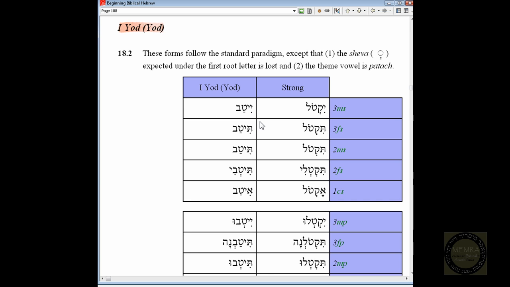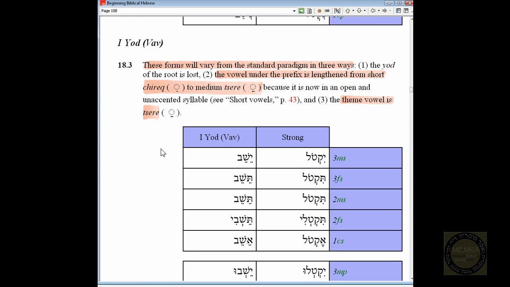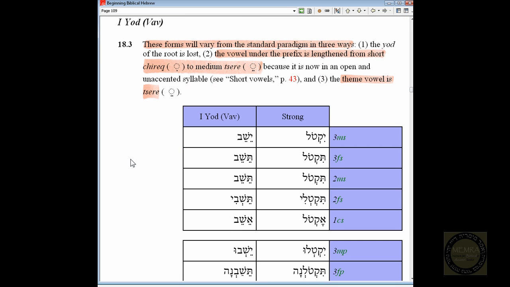It doesn't matter if you memorize or know that the pointing here is ye, the hireq yod vowel is your first vowel, and then your second vowel is an A. It doesn't matter. I could take these vowels away and ask you the same question. Is there a prefix, yes or no? You'll be able to tell, again, if you know your vocabulary. So it's a very standard pattern, which means when we get down to first yod verbs that are original vav, there's going to be something different.